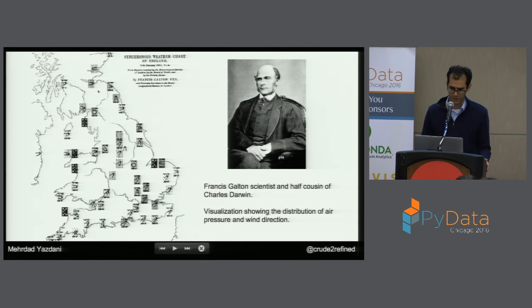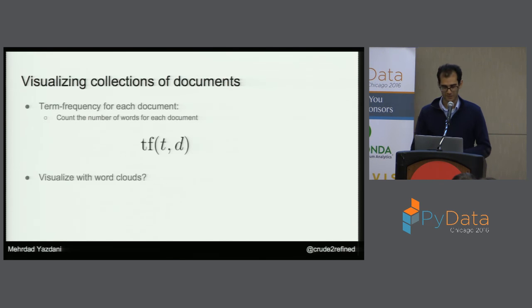But his interesting work here: this is England, and he's plotting the actual wind direction and currents as a little figure on top of England to visualize how the distribution of different winds and currents looks. So again, no idea is really original. It goes back many, many years. So there's nothing new happening here. That's all I want to say.